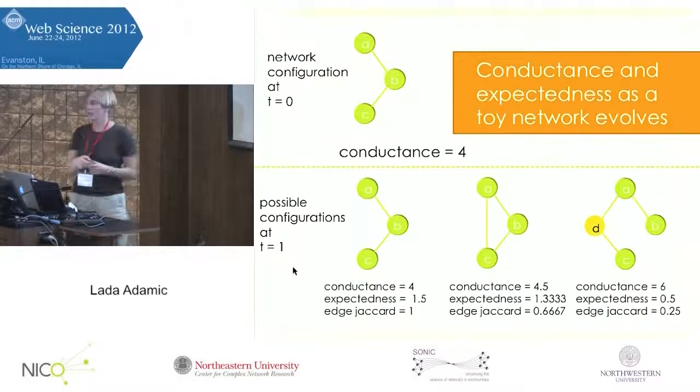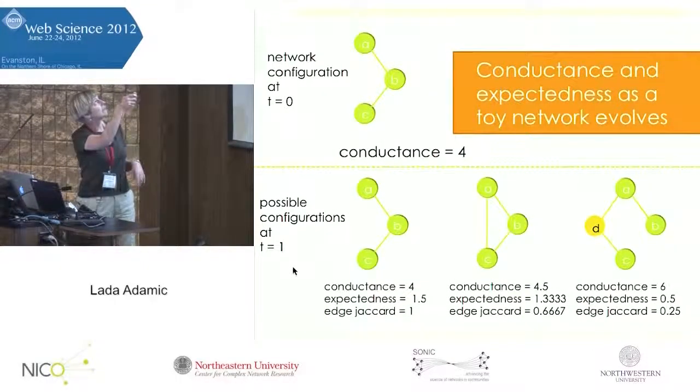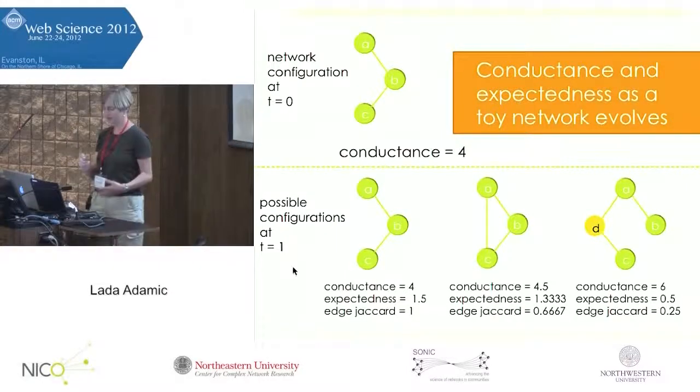So here's just a toy example. If you have a 3-node network with 2 edges, the conductance is 4. If the same thing repeats in the next segment, the conductance, of course, stays the same. The expectedness is high, it's 1.5, and the edge Jaccard is 1. The edges are exactly the same. Now, if we close that triad, the conductance increases a little bit. The expectedness doesn't drop much at all because we had expected A and C to start talking, and the edge Jaccard fails to capture this. It has dropped quite a bit. And then if we add another node, the conductance goes up, but the expectedness and edge Jaccard go down.